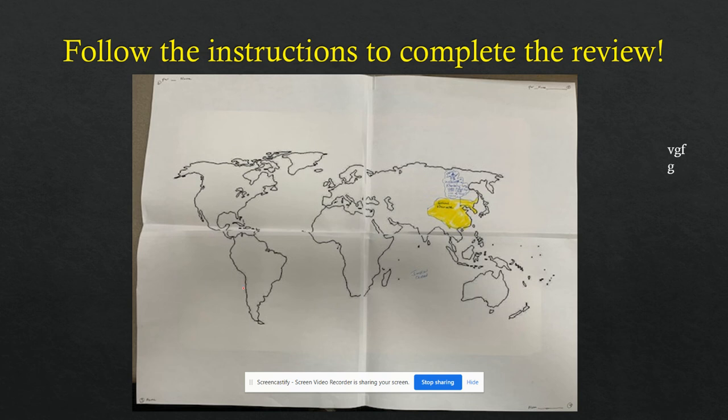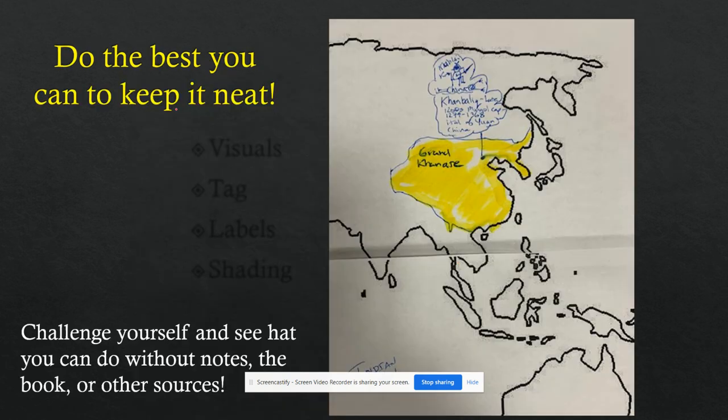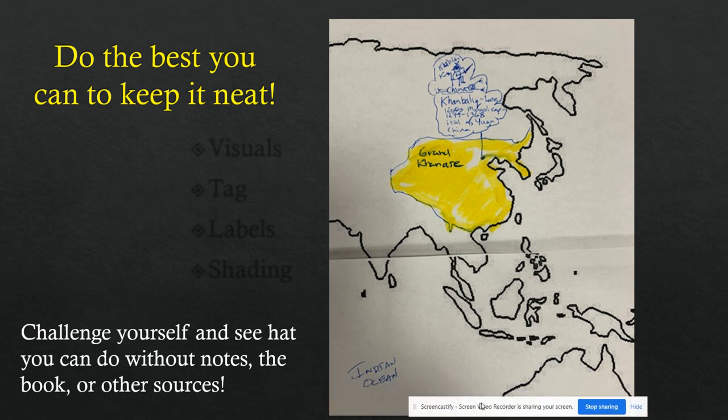So then we start to follow the instructions and complete the review. This is the general idea. I just did one or two or three just to show you an example. So do your best. Challenge yourself to see what you can do without any help. I highly recommend it. And then what you should do is focus on the things that you're struggling on. Those are the ones you want to focus in and make sure you know them well.